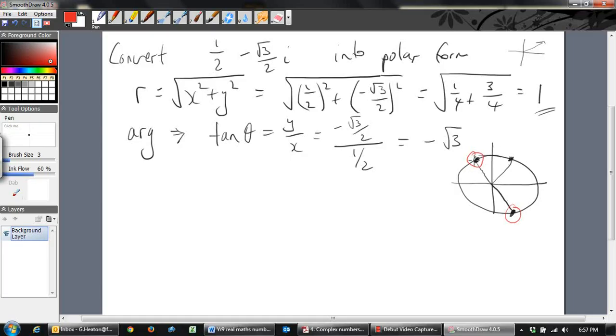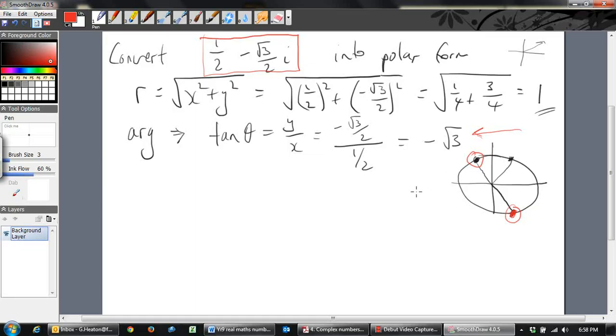Now, which one do we choose? It's easy to figure out, but maybe hard because it's not obvious. From this, that's not enough information. But if you go back to this here, which quadrant is this in? Half minus root 3 on 2, it must be in this fourth quadrant, because you've got a positive real term and a negative imaginary term, so it must be this solution here.